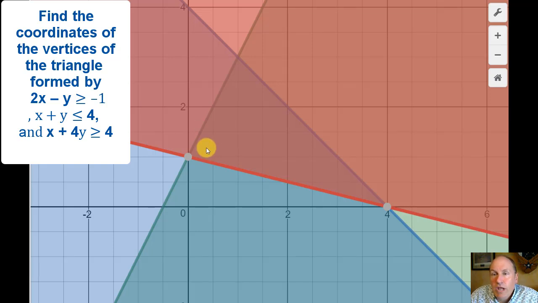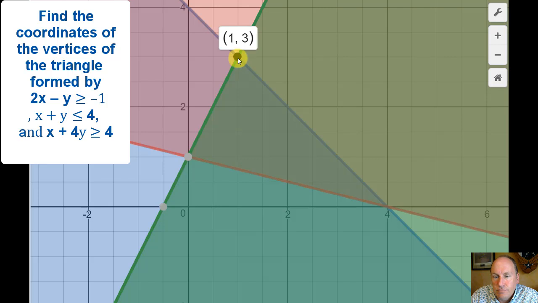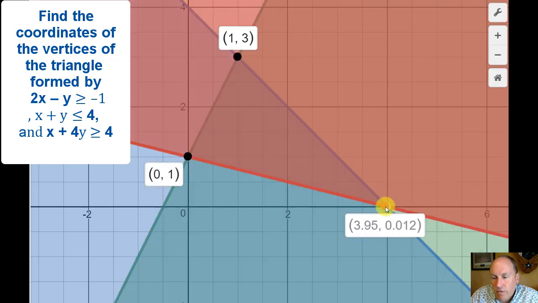Okay, so now we're going to find out what's the region they have in common. Well, it's above the red line, it's below the blue line, and to the right or below the green line. It's this triangular region right here, formed by these 3 points.